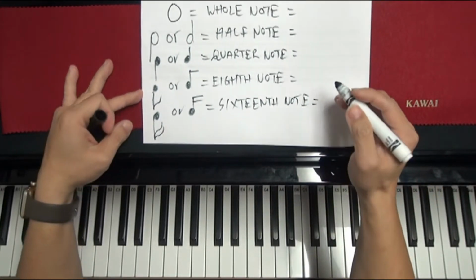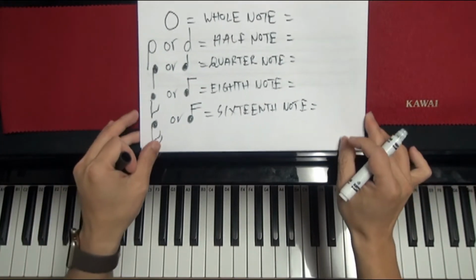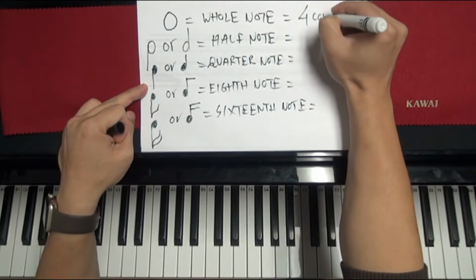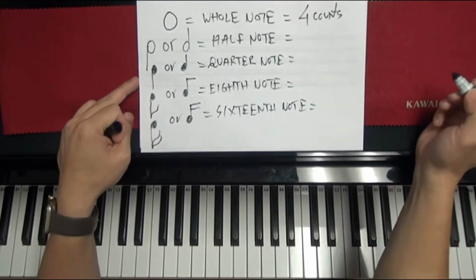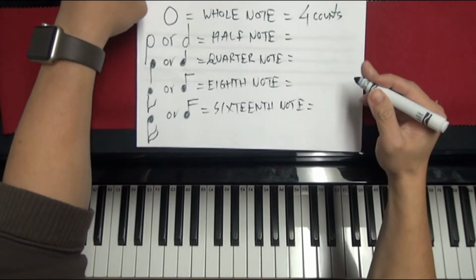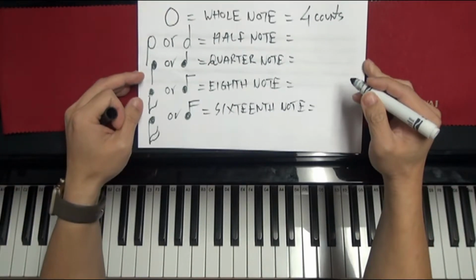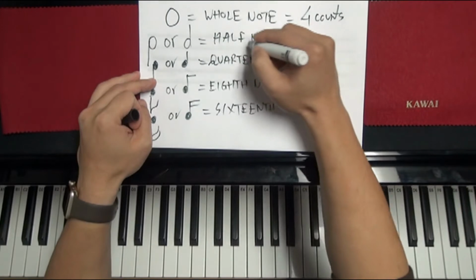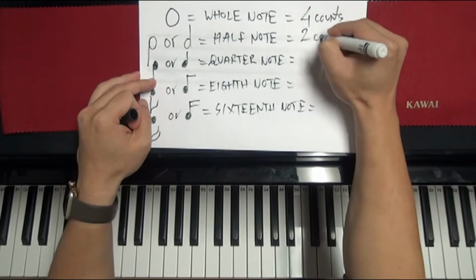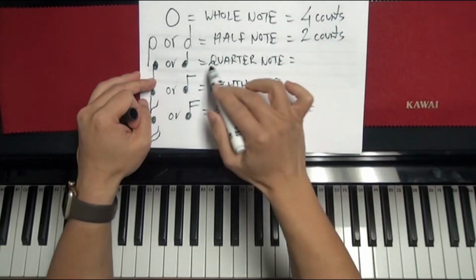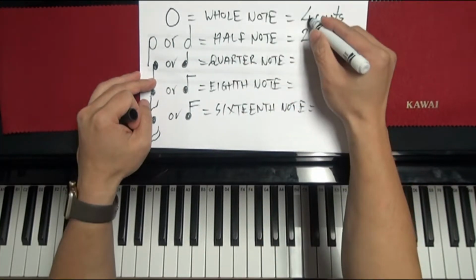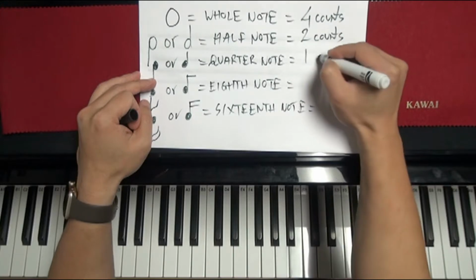So basically, a whole note contains 4 counts, and 4 counts is 4 beats. Each beat will represent about a second, just to make it easy for you, but usually a beat is slightly faster than a second. A half note is 2 beats because it's half of the whole. A quarter note is a quarter of a whole, and a quarter of 4 is, of course, 1.